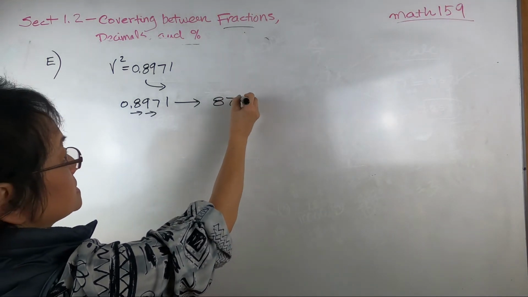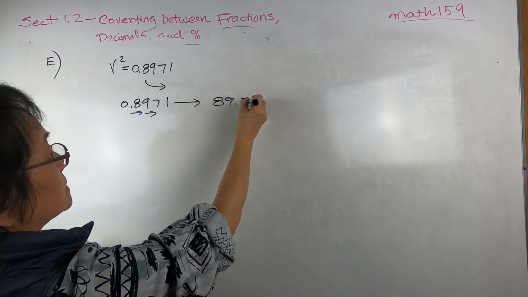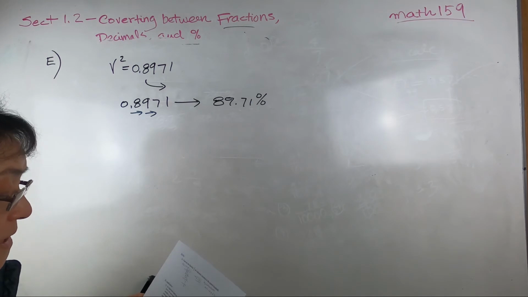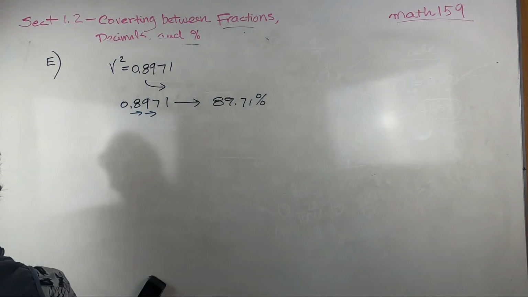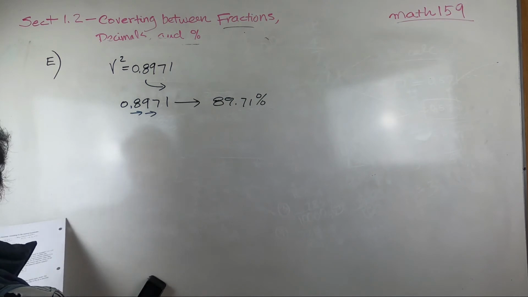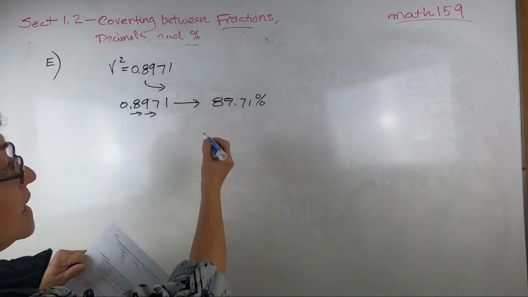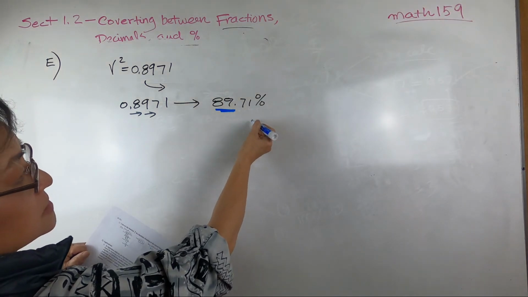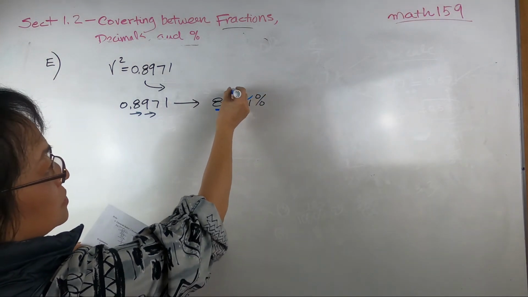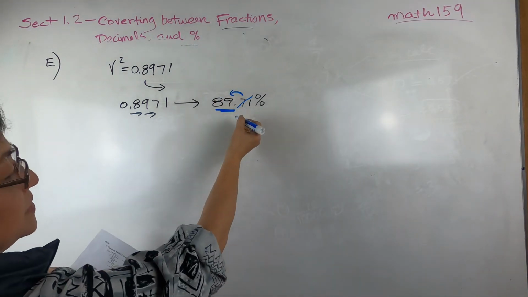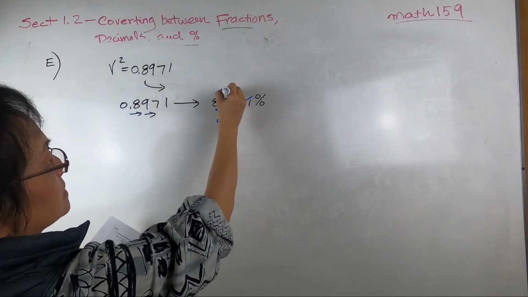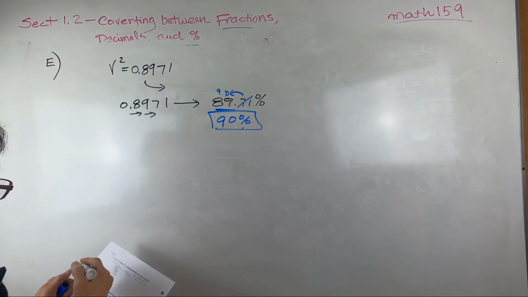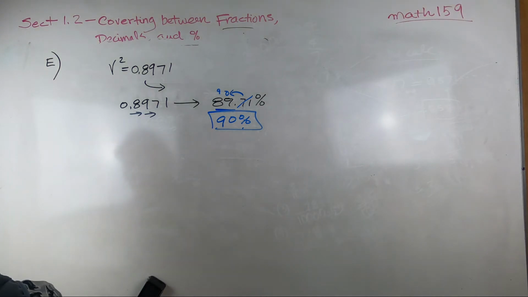So your answer is 89.71%. Is that right? But it says you want to round this answer to a whole number percentage. That means you want a whole number, no decimals inside your percentage. So you need to drop those, but you need to round up, because it's above 5. So your answer should be 90%. Got it?